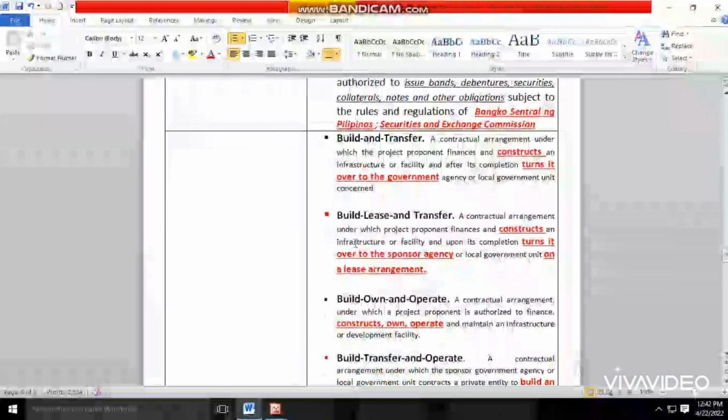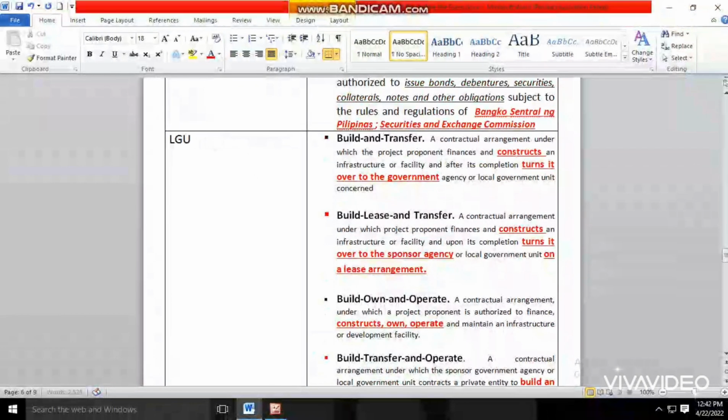Let's talk about the LGU credit financing. Let's talk about the different types of contractual agreements. The build and transfer. Pag nabasa niyo po mga salitang construct, turn over to the government, that is considered build and transfer. Another contractual agreement na mababasa mo naman po sa kanyang description ay construct, turn over to the sponsor agency, and lease agreement, that is build, lease, and transfer.